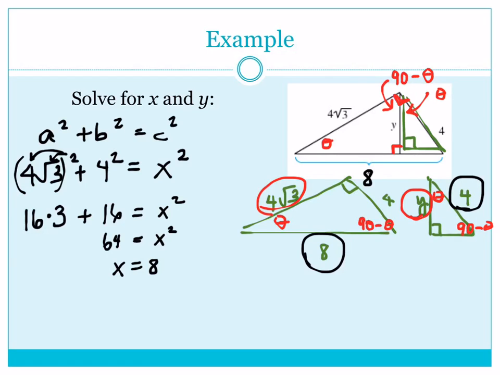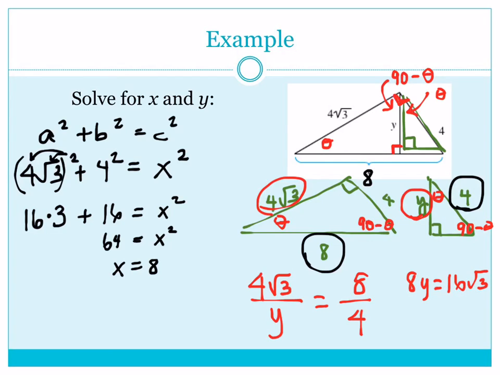So I have the ratios corresponding as 4 radical 3 in the bigger triangle to y equals 8 compared to the 4 in the smaller triangle, and we can cross multiply this. So we have 8y equals 16 radical 3. And then in solving for y, we just need to divide by 8. So the y is going to equal 2 radical 3 in this diagram.